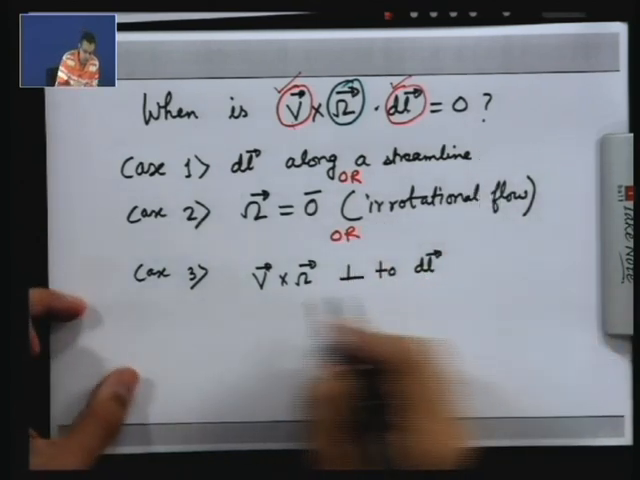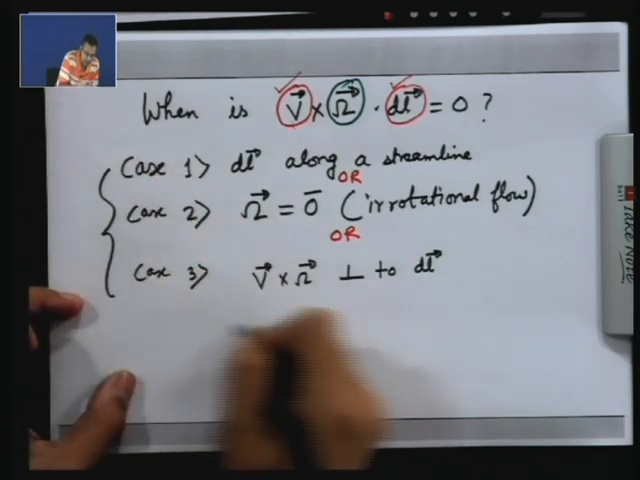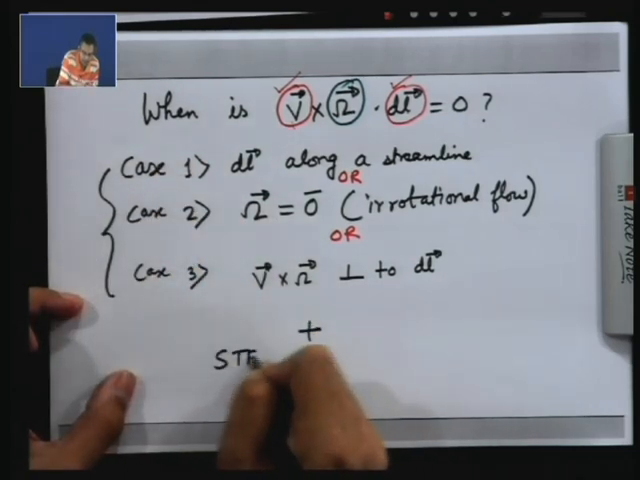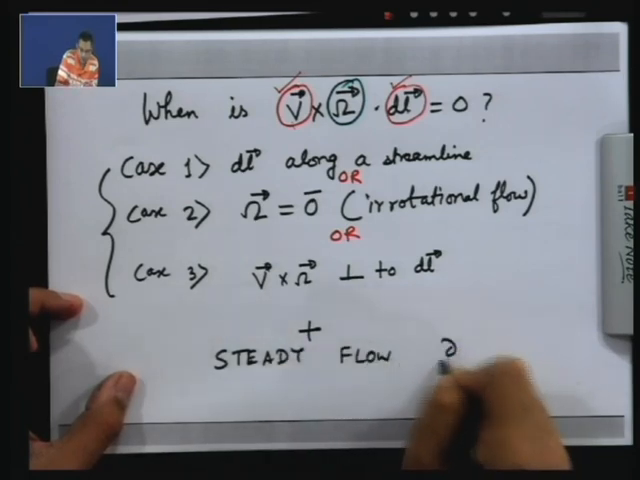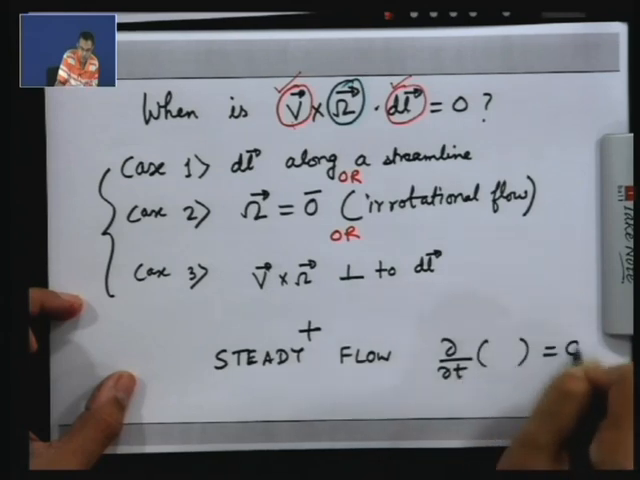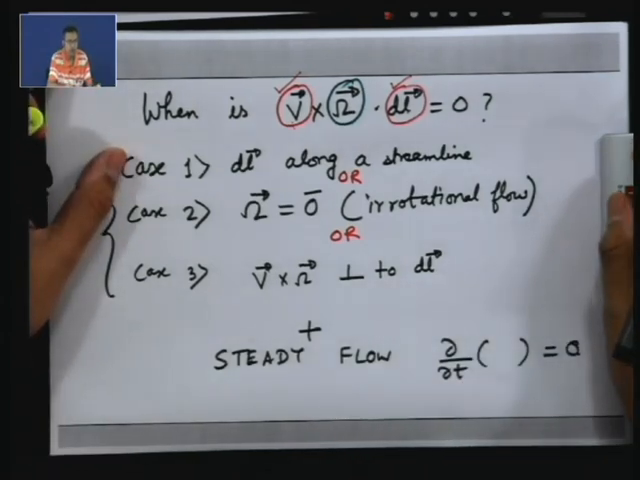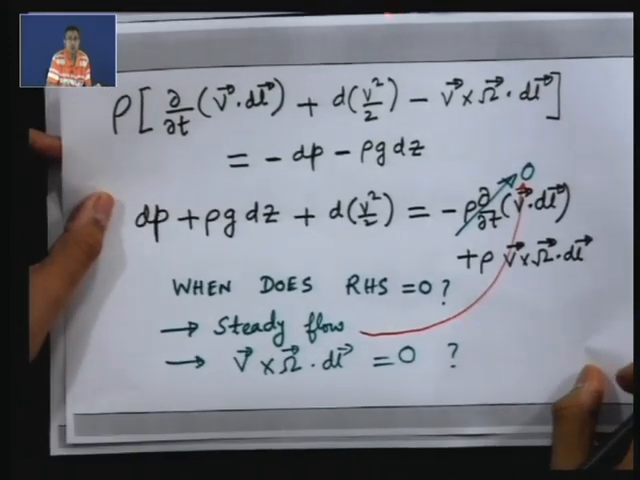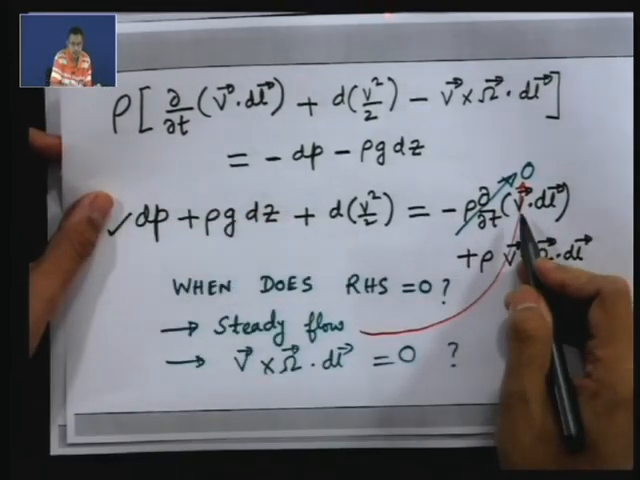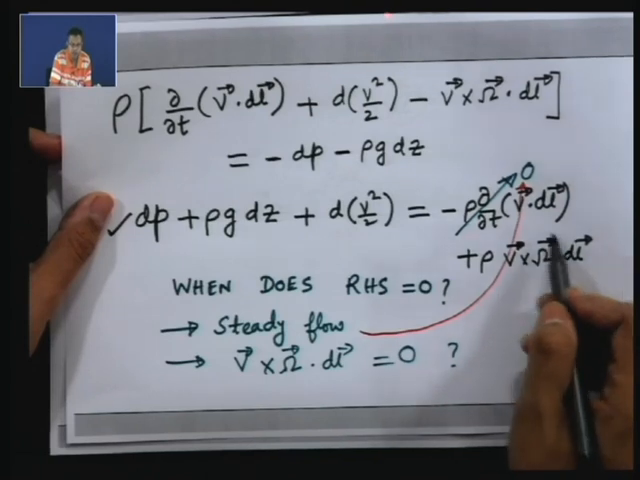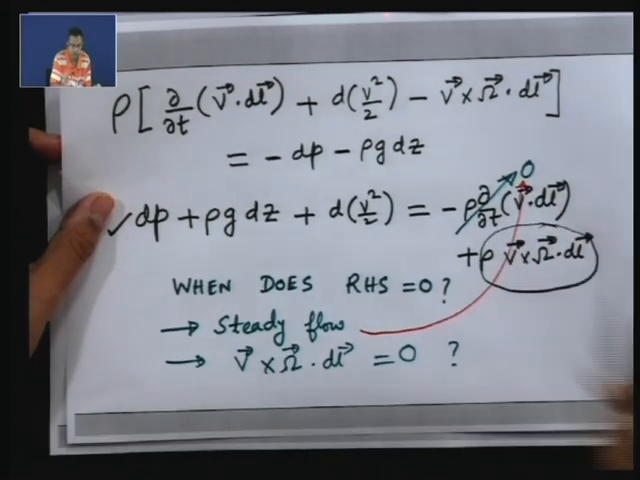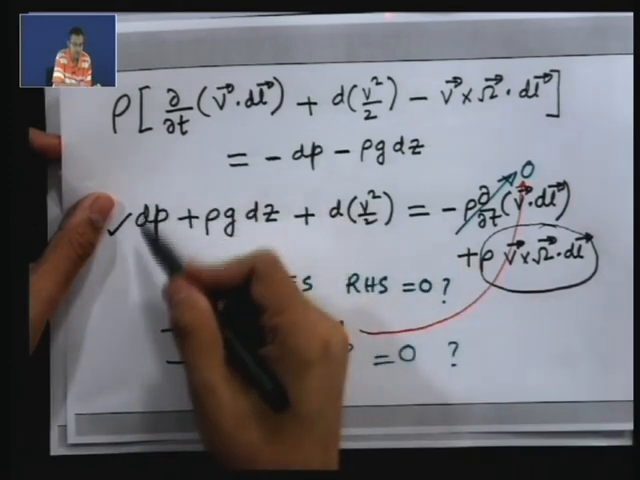So, we consider either of these cases plus steady flow, so that the del del t term becomes 0. So, if we do that, then only the left hand side of this equation remains. See, the right hand side for steady flow this term becomes 0, or for the 3 cases which we have just now considered, if any one of them is satisfied, this term will become 0. So, the left hand side then will become 0 and we will write that equation.